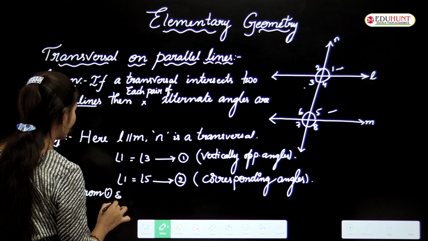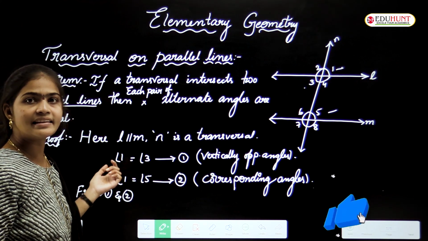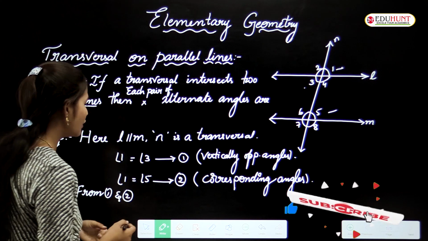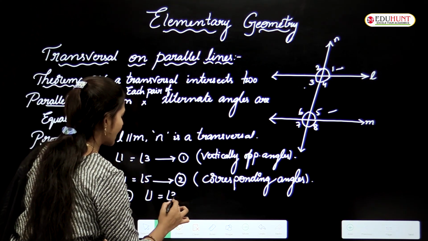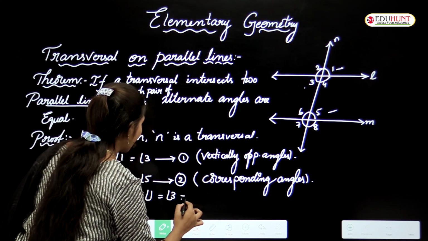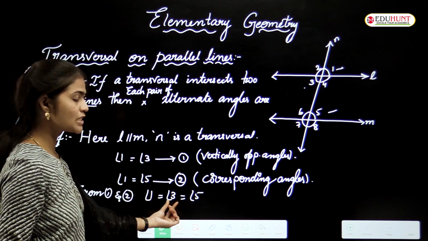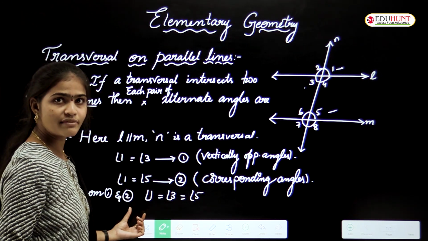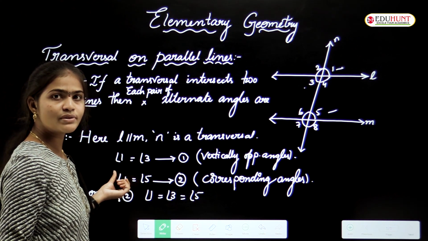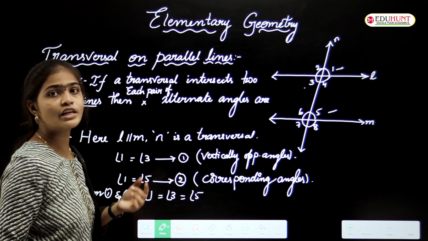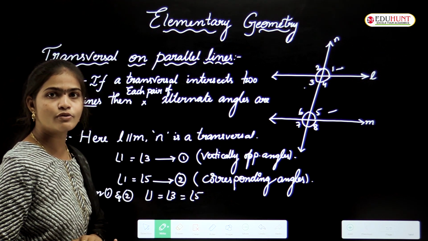From conditions 1 and 2, what can we say here? Angle 1 is equals to angle 3, and in the same way angle 1 is equals to angle 5. So by using these two conditions, shall we write like this? Angle 1 is equals to angle 3, that is the first condition, and angle 3 is equals to angle 5. Why? For example, angle 1 is equals to 75 degrees, then angle 3 also 75 degrees, no? And in the same way angle 1 is 75, so angle 5 is also equals to 75 degrees. So we can say that angle 3 is equals to angle 5 also.